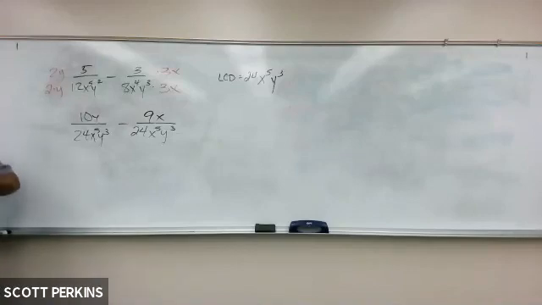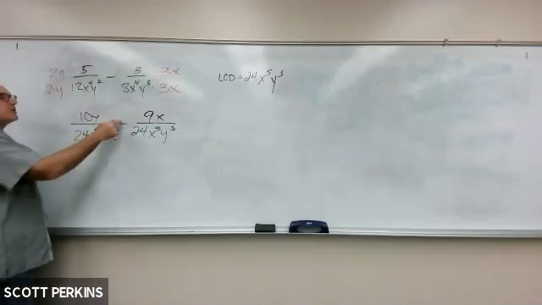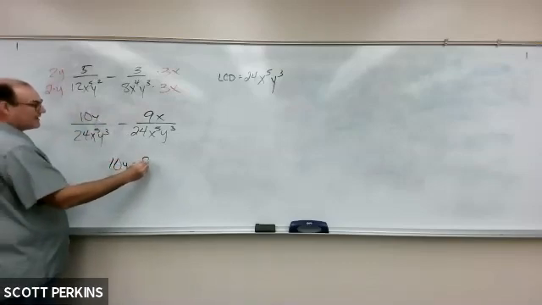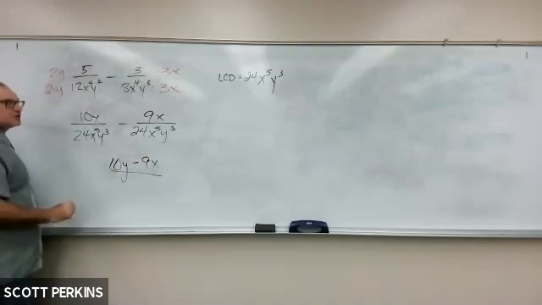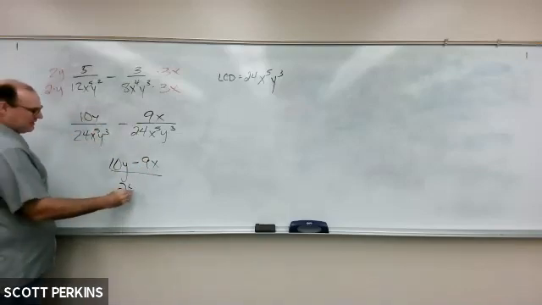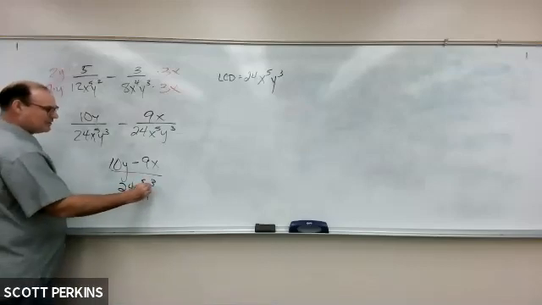We're ready to subtract. So the top, these are not like terms, so don't try to combine them. That's doing some extra work, and it's also doing wrong work, so don't do it. 10y minus 9x. The denominator is 24x to the 5th, y to the 3rd, and I'm done.